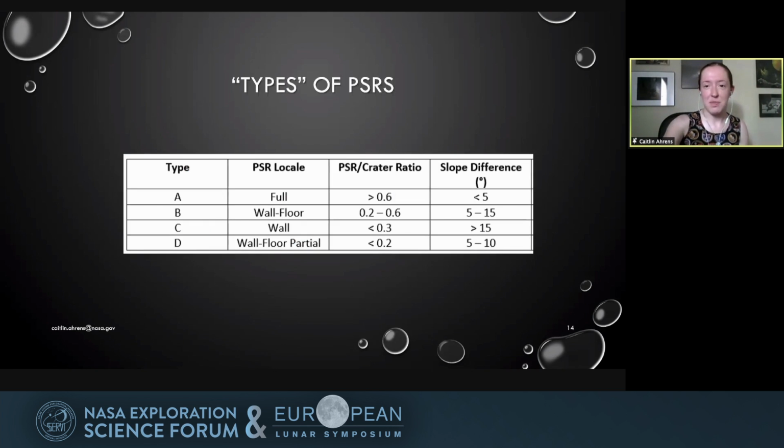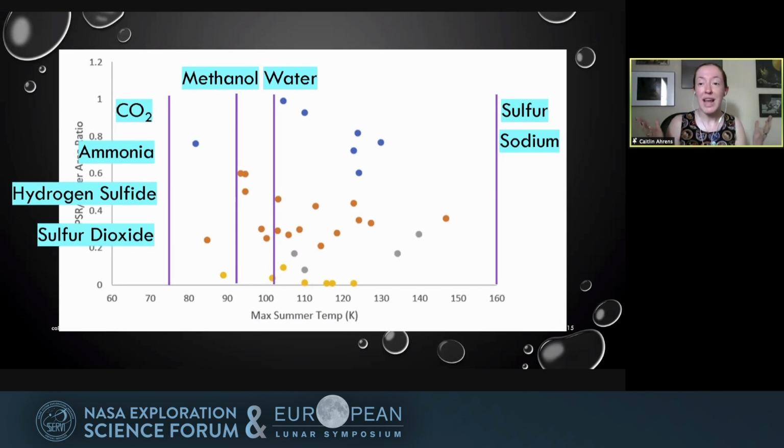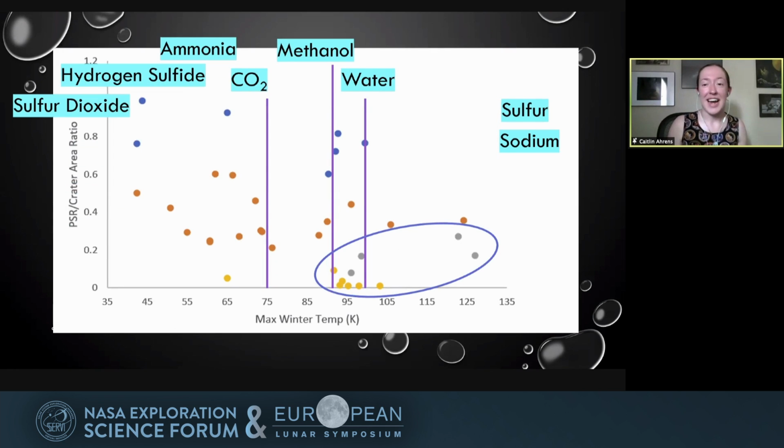Yep, so there's their slope differences. Now we want to see, how about temperature? How do all of these different types have to do with different kinds of temperature, though? So looking at the max summer temperature, a good portion of these are well into the water ice, maybe a little bit of the methanol, not so much at the more exotic ices until you get into your winter temperatures. Now you start to get into all the really pretty exotic ices there.